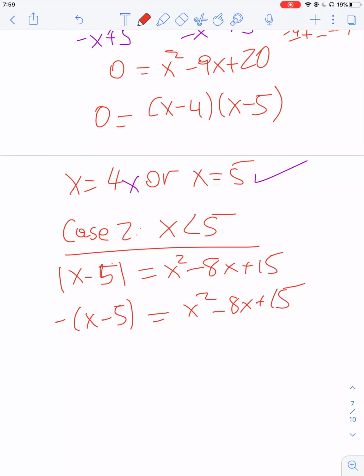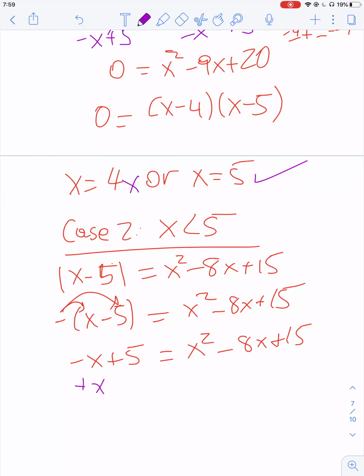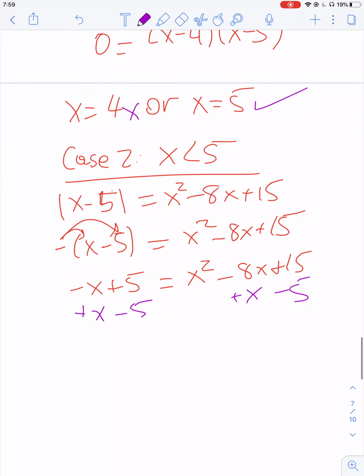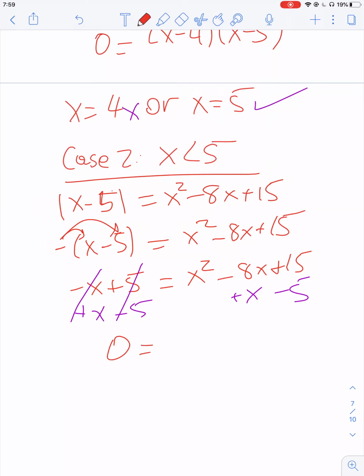So distribute the minus 1, right? So minus x plus 5 is equal to x squared minus 8x plus 15. And then do plus x minus 5 on both sides, and then this will just disappear. So you're going to have 0 is equal to x squared minus 7x plus 10.